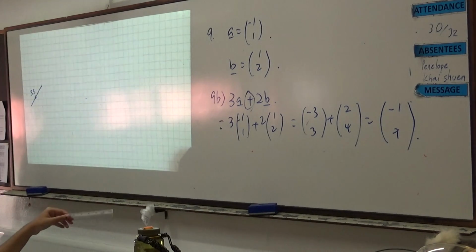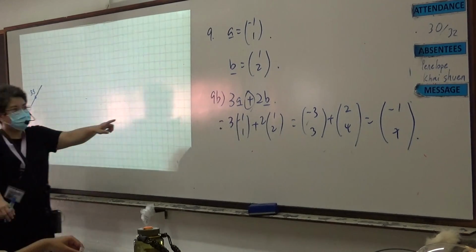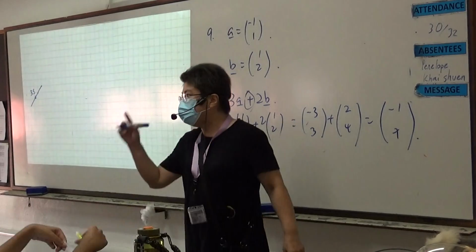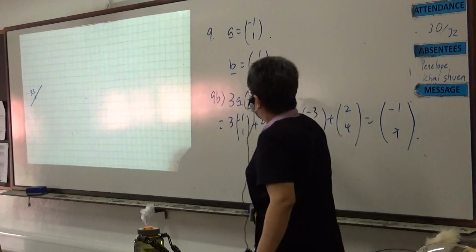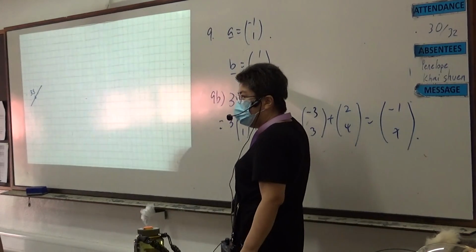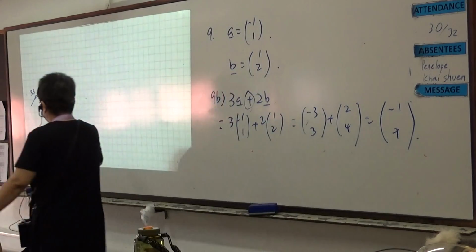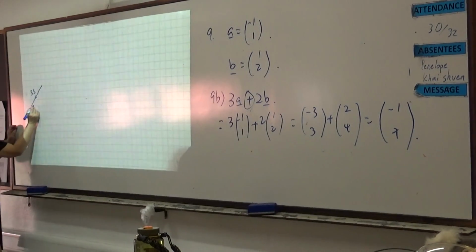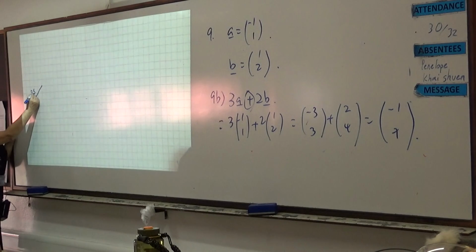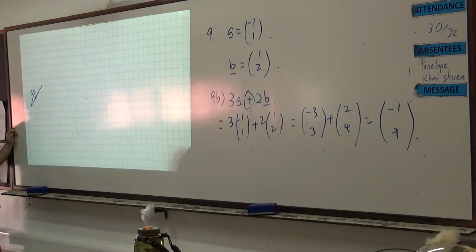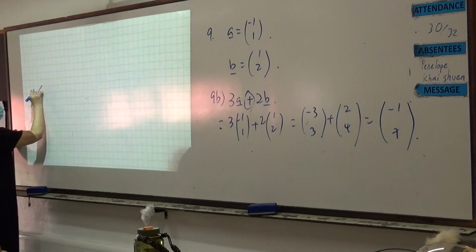Agree with what I'm saying? Don't draw. I say don't draw. Okay, I'll give you time. Now, then I must plus 2B. Plus means I start there. What is this? 1, 2. So from here, 1, 2. How many times of it? 2 times. So I will have another 1, 2 up.